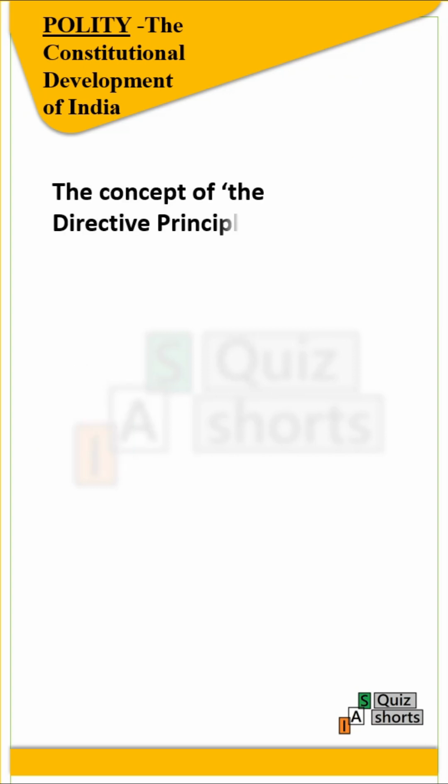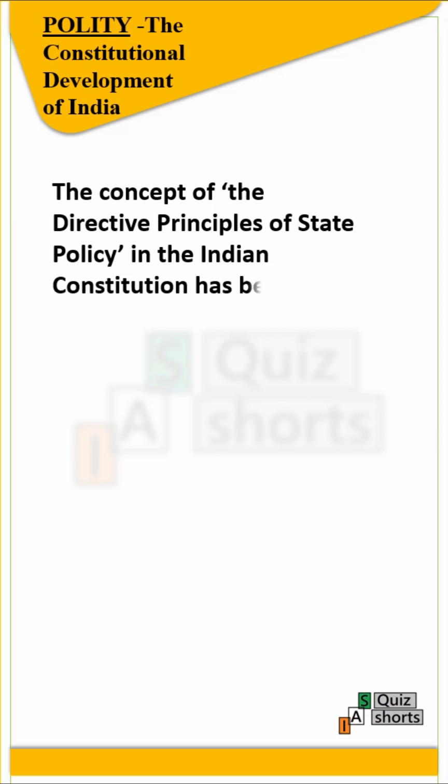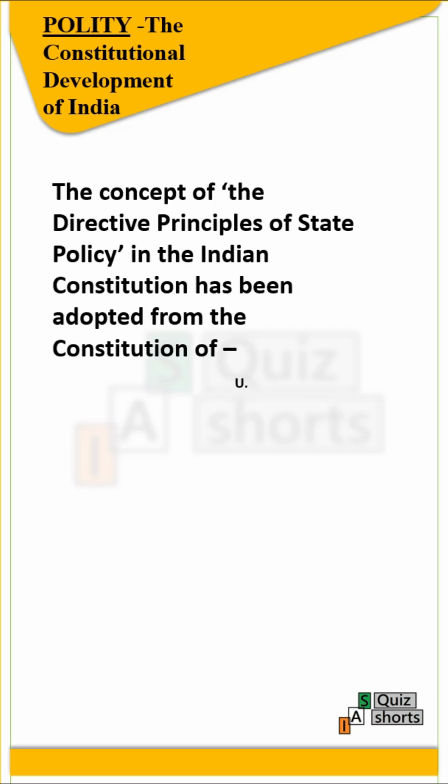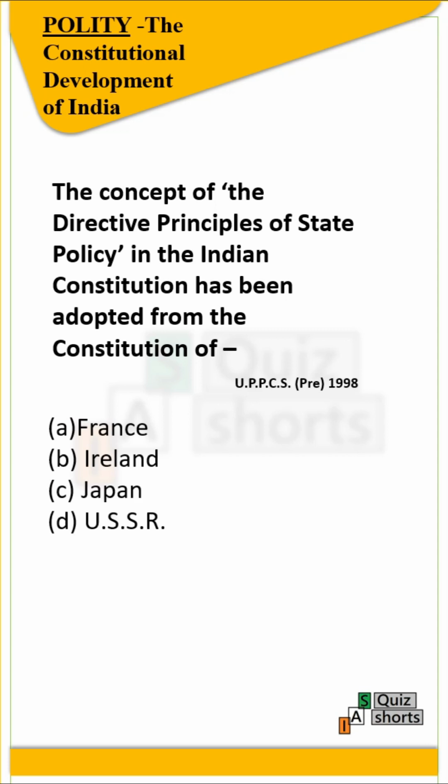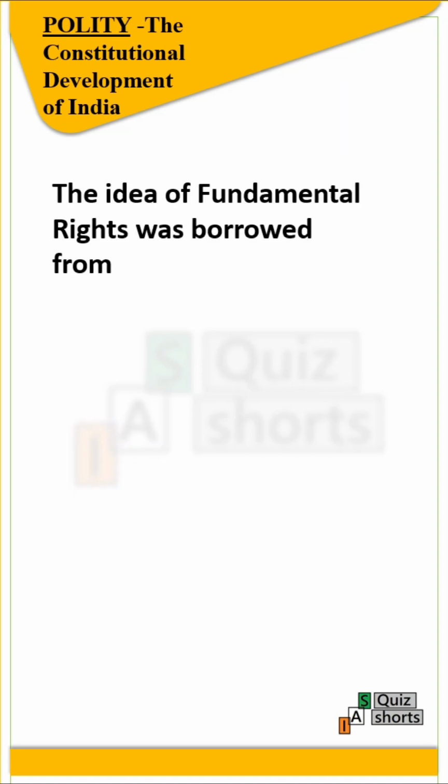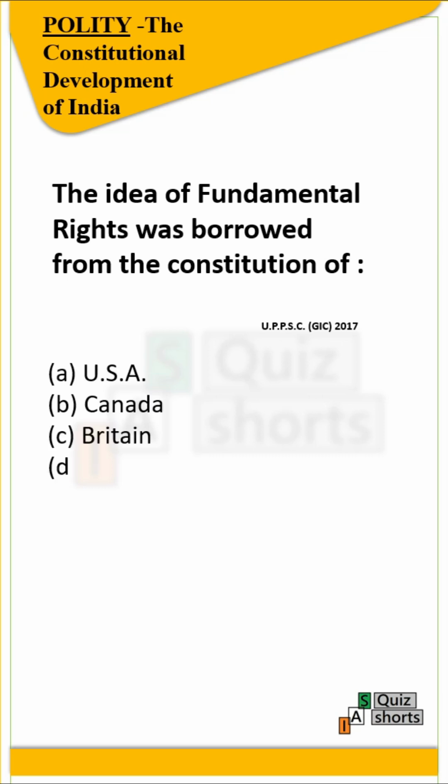The concept of the directive principles of state policy in the Indian Constitution has been adopted from the Constitution of France, Ireland, Japan, USSR. Answer is B. Ireland. The idea of fundamental rights was borrowed from the Constitution of USA, Canada, Britain, Russia. Answer is option A. USA.